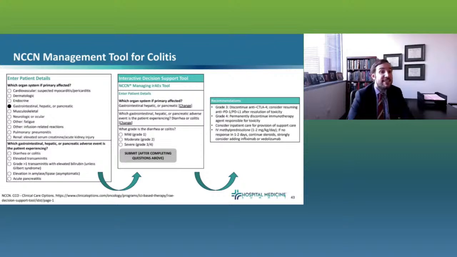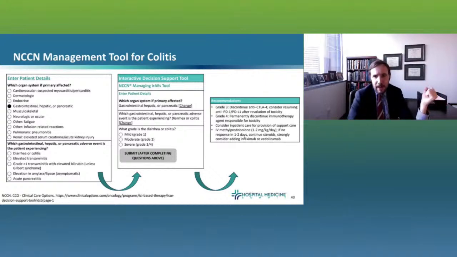here we have the NCCN management tool for colitis. We saw this earlier with the thyroid example. Here we clicked on GI, hepatic, pancreatic. It sent us over to the middle section where we put in some details. What grade is the diarrhea or colitis? And over here it gives us the recommendations.